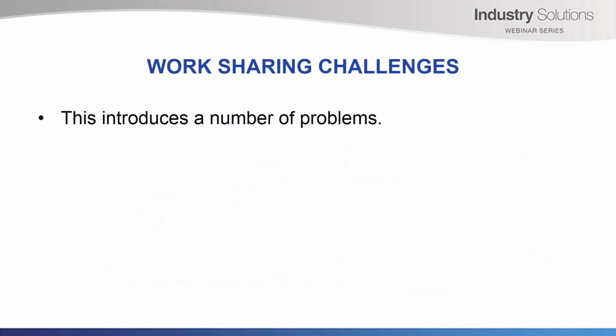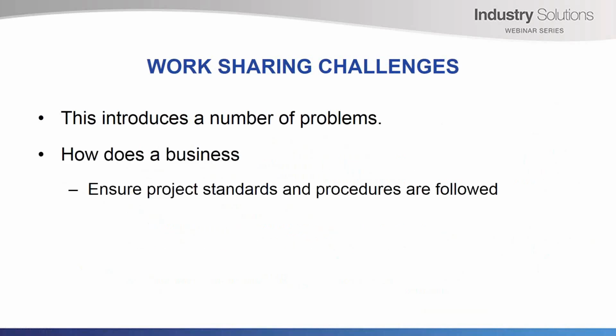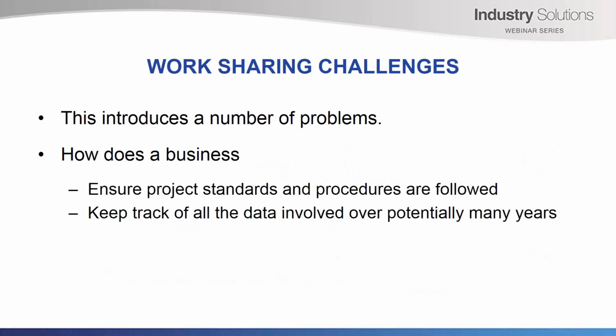But doing work like this across multiple sites with lots of different people can introduce a number of problems. So how does a business ensure that their project standards and their procedures are followed? Everybody works with very strict guidelines about file naming and how their jobs should be laid out on the file system. How do you keep track of all the data that's involved over potentially many years of a large project that also involves many people? And how do you ensure data integrity? When I talk about data integrity, what I'm really talking about is making sure that people are always working on the latest copy of their data and that people aren't overwriting each other's data. So how do we prevent mid-air collisions?